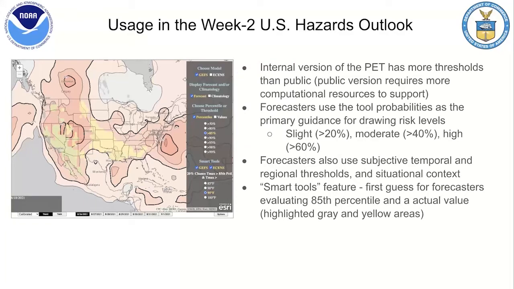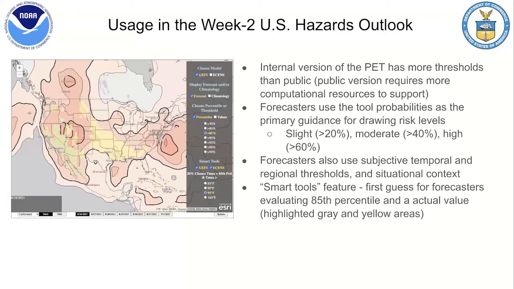So you saw some sample cases in Brad's presentation for the hazards. So the U.S. hazards forecasters use this routinely. It's the primary guidance for supporting the risk levels. So the internal version of the PET does have more thresholds than the public, and that's simply because, due to the resources, the way that it works, it is a lot more computationally intensive to support as many thresholds on the public version. Although in the future, if some of the software changes, it's possible that we could put more thresholds on as well.